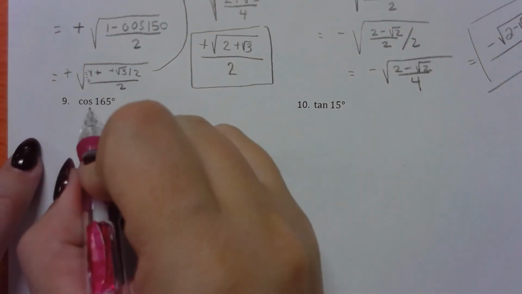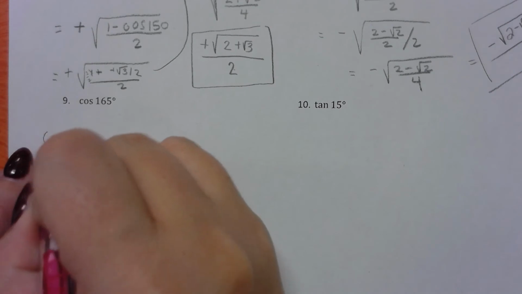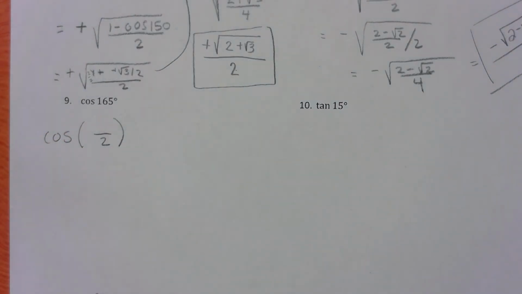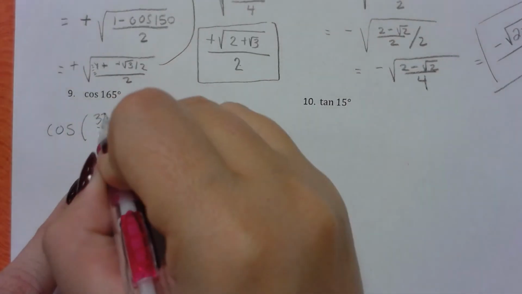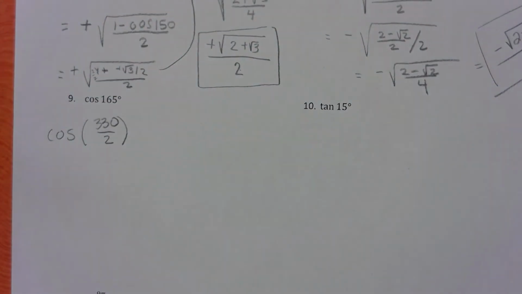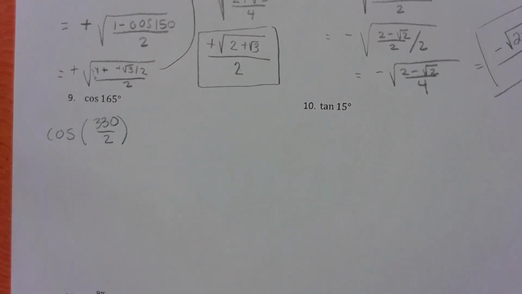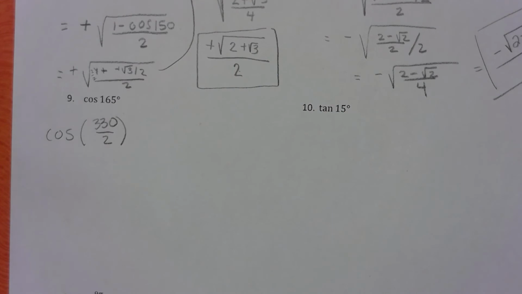Okay, number 9, you could rewrite 165 as the cosine of what divided by 2? Well, you could say that is 330 divided by 2. And then I want you to go through and see if you can finish this problem. So see if you can do this one and check your answers.